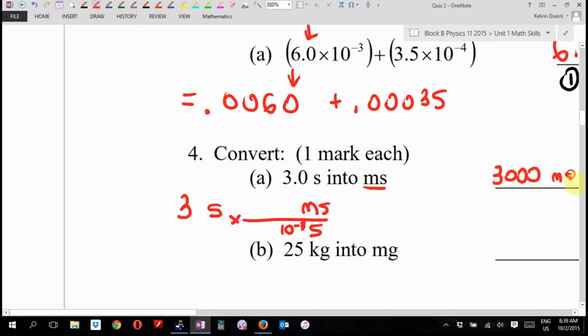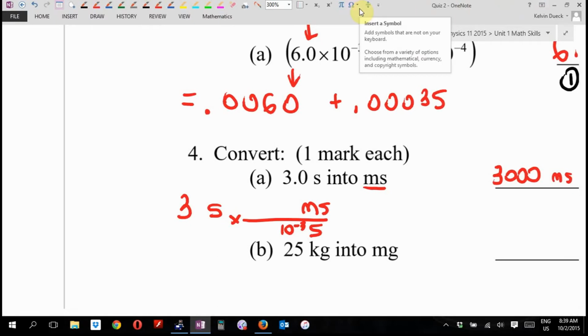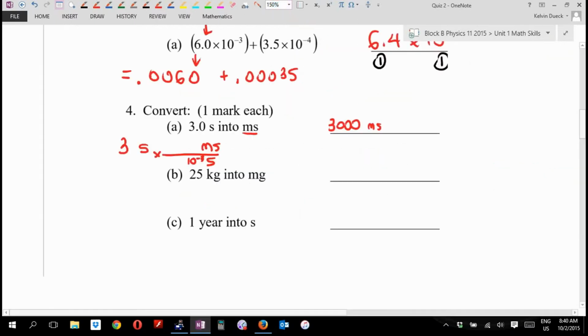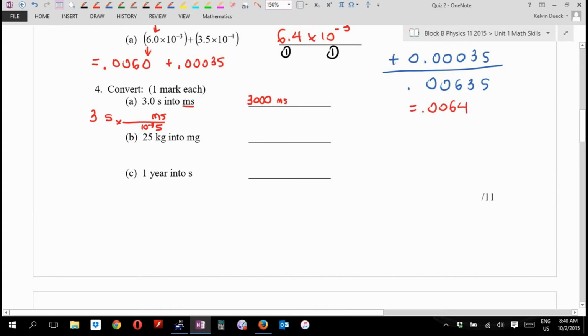3,000 milliseconds. Did anybody write that in scientific notation? Didn't say you had to, but did anybody? So 3 times 10 to the 3? 3.0. I didn't say anything about sig figs. 3.0 times 10 to the 3. Is that okay? Yeah, I got it wrong. Oh, okay. If you forgot the units, half mark off.